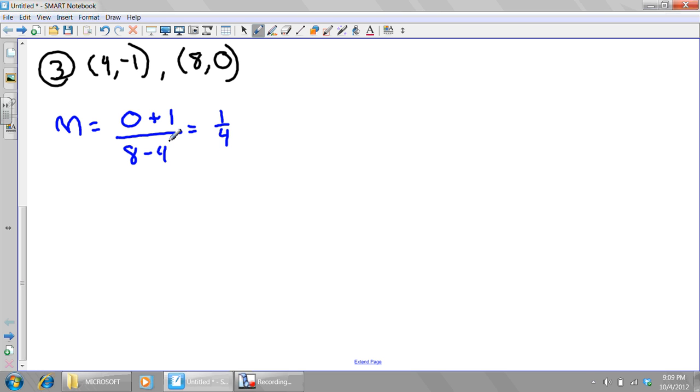All right, now I'm going to use the equation y equals mx plus b. And I'm going to plug in 1/4 for my slope. And then I'm going to plug in an x coordinate and a y coordinate. Where do I get them from? From one of these 2 points. Now, I like working with zeros a lot. I'm going to go ahead and work with those 2.